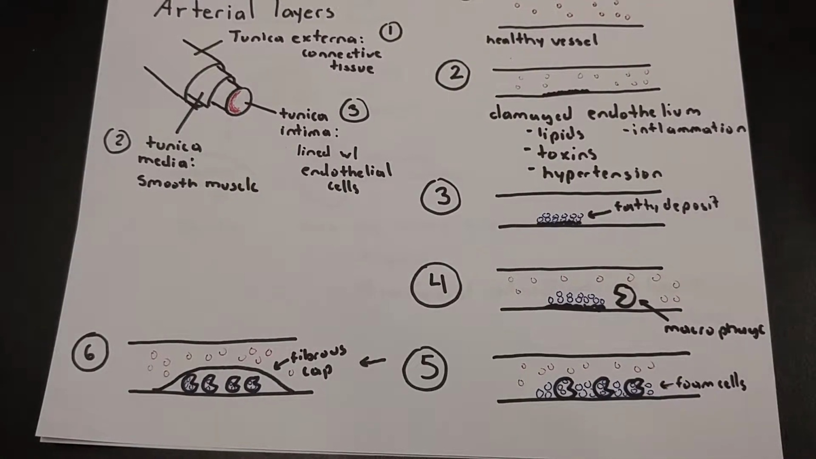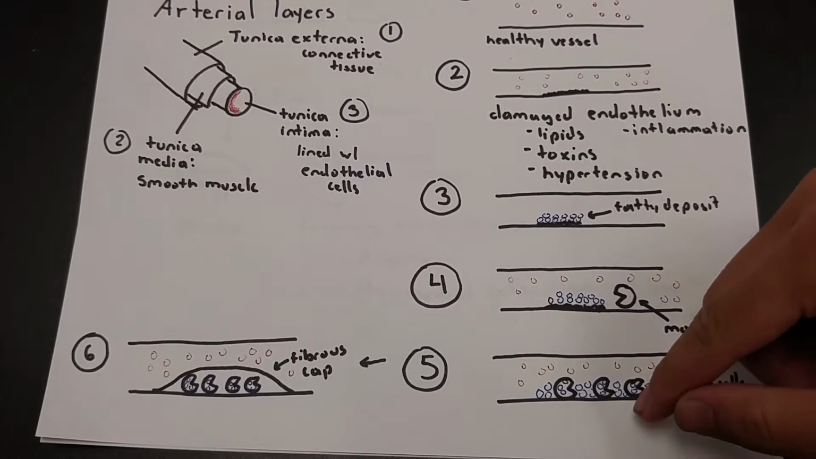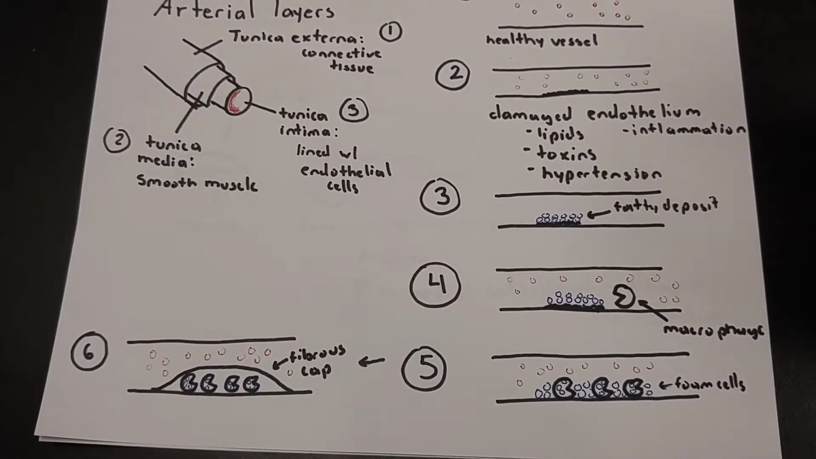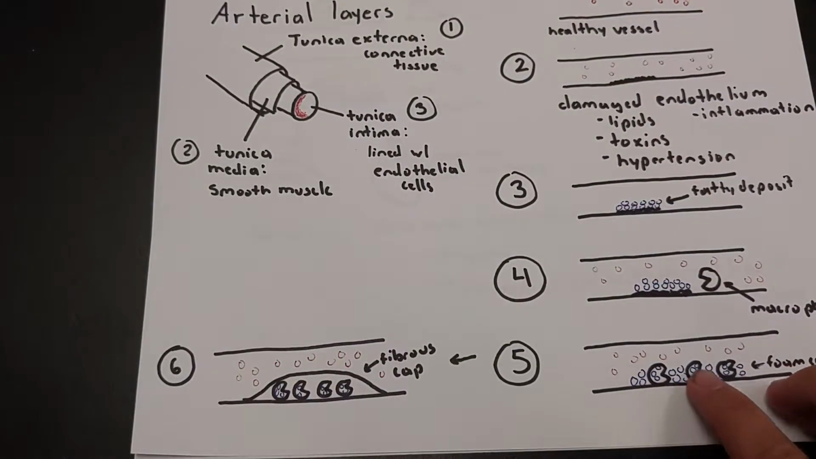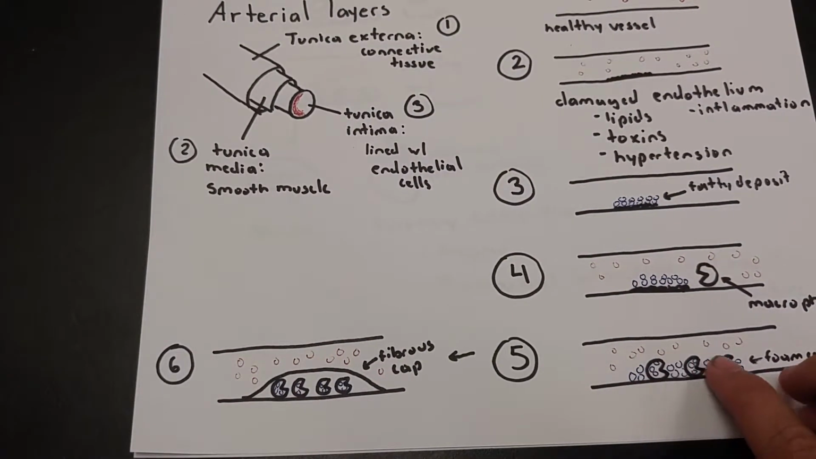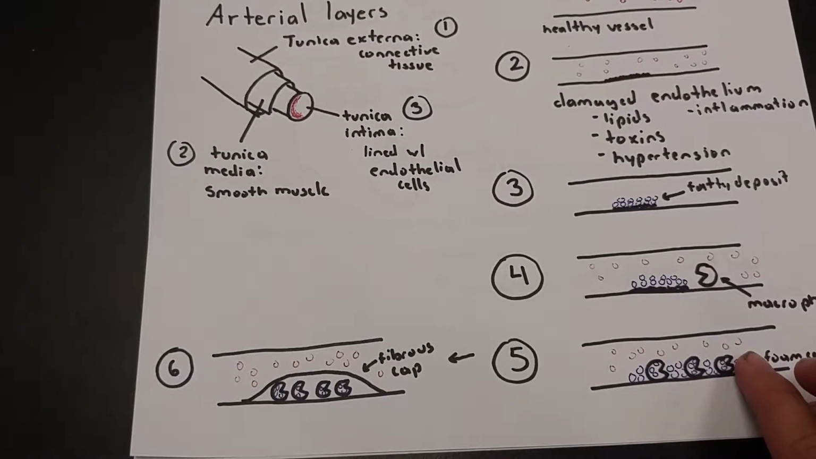Someone a long time ago looked under a microscope and said, this stuff looks like foam. So those macrophages that ate a bunch of fat are called foam cells. And this is highly thrombogenic, so this can really cause blood to clot. Your body doesn't like that.